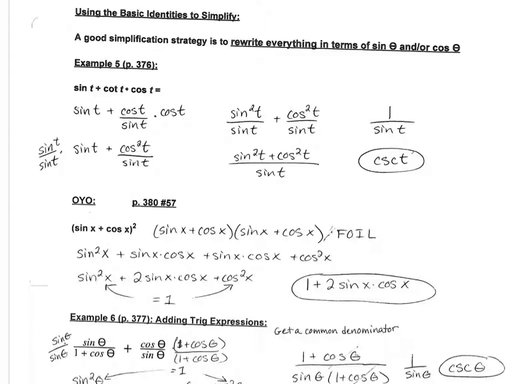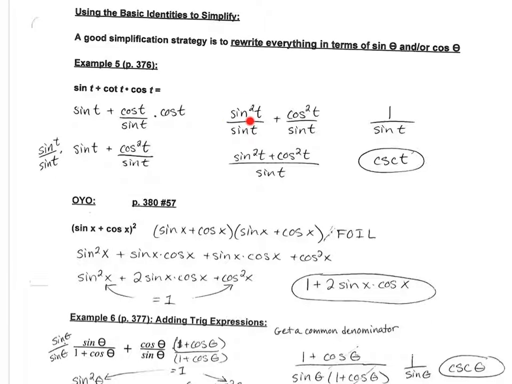Now, this is not yet able to be added because this is a number without a denominator and a fraction with a denominator. So I'm going to get a common denominator of sine t by multiplying numerator and denominator of this first term by that exact expression, sine t.